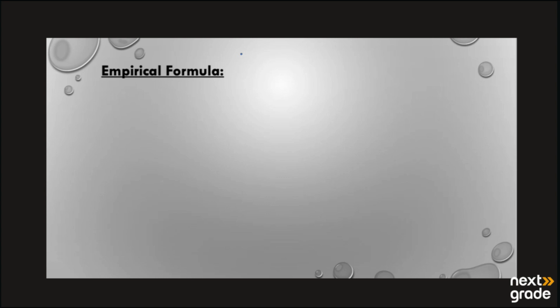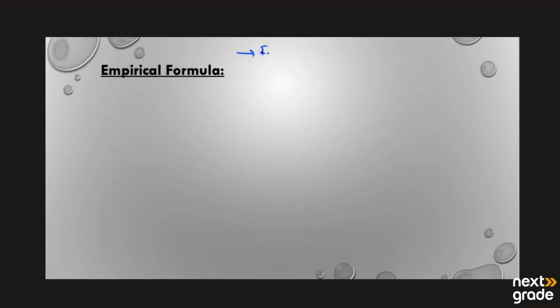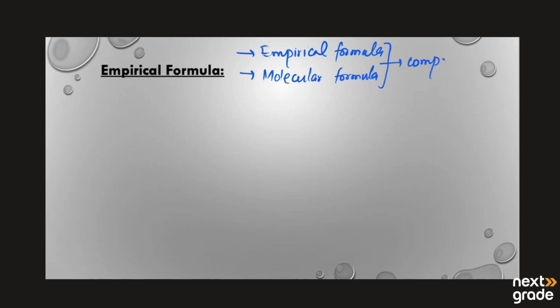Basically, when we look at the types of formulas, we have two types. Number one is the empirical formula, and the second is the molecular formula. So we have two formulas to represent compounds, empirical and molecular. Let's look at what is meant by the empirical formula.